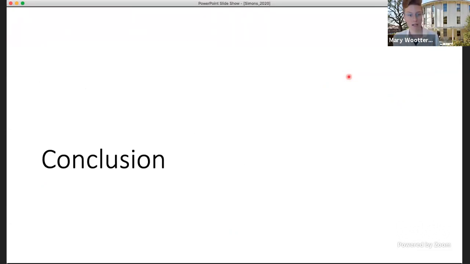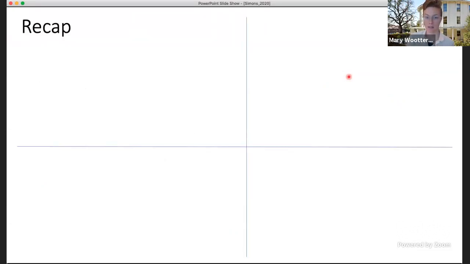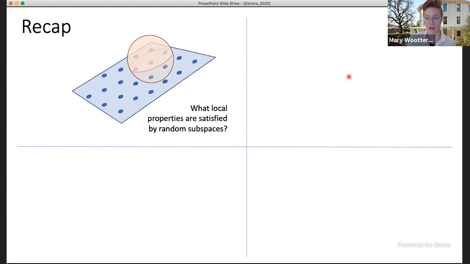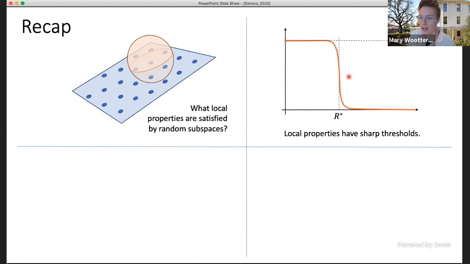Okay, so let me wrap up quickly. Just to recap, I started out the talk by asking what local properties are satisfied by random subspaces. There's a whole bunch of local properties that you might be interested in from the context of error correcting codes, and maybe there are some other local properties that you're interested in. I told you the theorem that local properties have sharp thresholds.